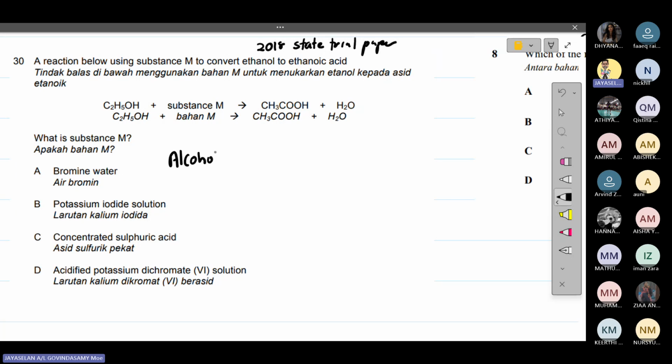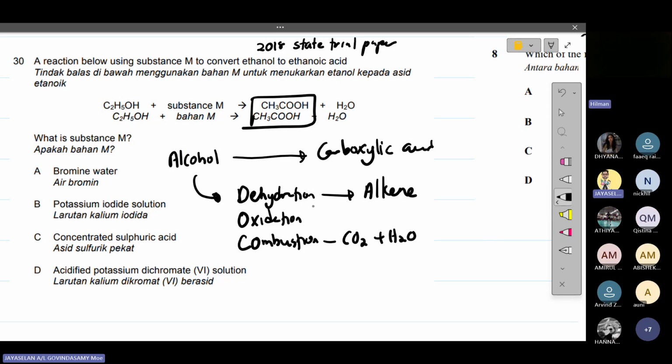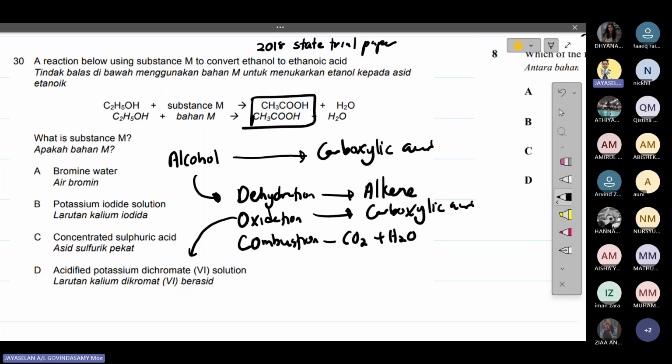Okay, so please remember this one. When alcohol turns into carboxylic acid, how do you know this is carboxylic acid? That means alcohol has only three reactions: DOC. C stands for combustion, where the products are carbon dioxide and water. And one more, dehydration. Dehydration of alcohol will give you alkene compound. And next one is oxidation. Oxidation will give you carboxylic acid. Understand? For oxidation, you need acidified potassium dichromate(VI). So answer D.